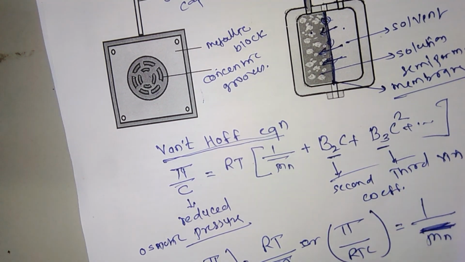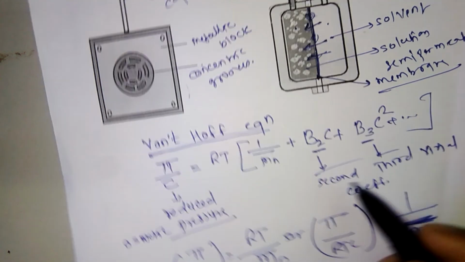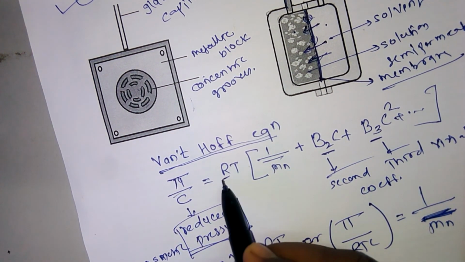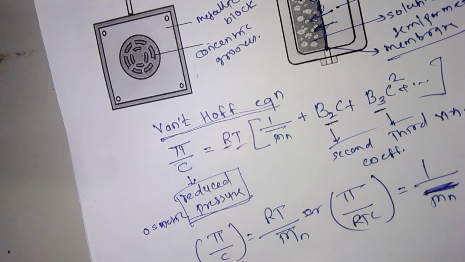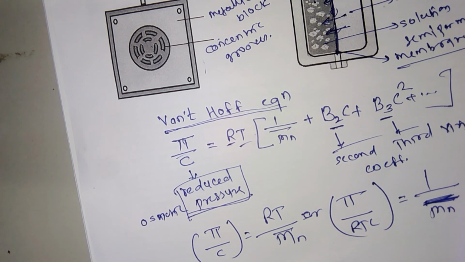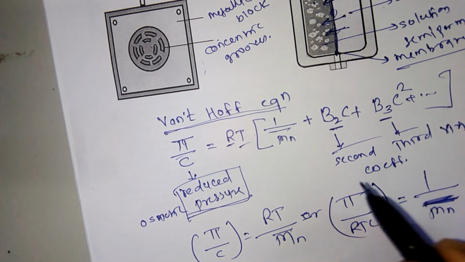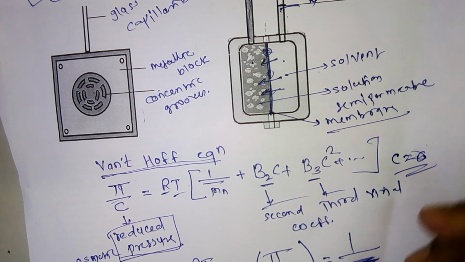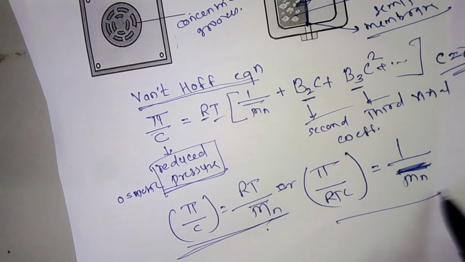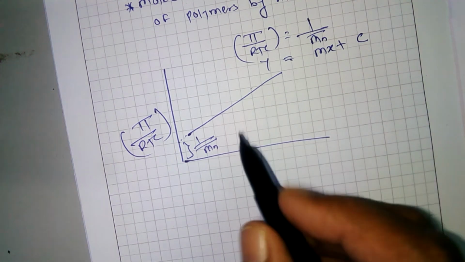So these are the variables. Here pi by c is the reduced osmotic pressure, R is the universal gas constant and T is the absolute temperature. So if you consider zero concentration, at concentration c equal to 0, what will happen? We get the equation like this, so we can draw the plot in this way.